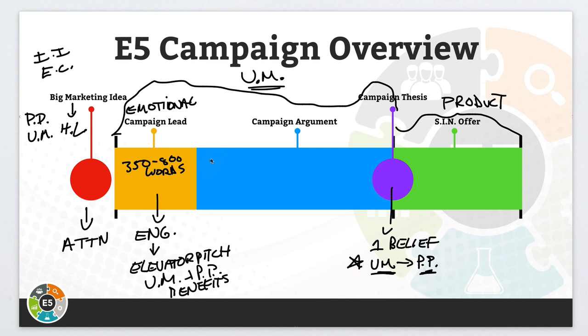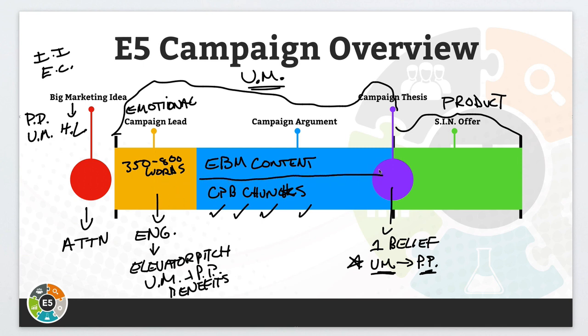And we do this through what we call EBM content, or education-based marketing content. And you're going to learn a system for putting this together called CPB chunks. These are little chunks of content that add up: 1 chunk, 2 chunks, 3 chunks, 4 chunks, that take your prospects from this engagement and lead them to accept this thesis.